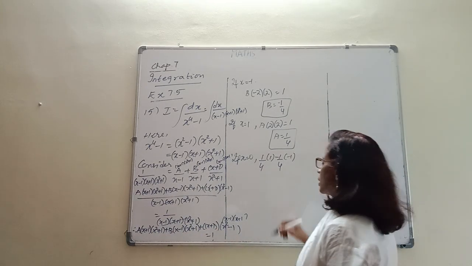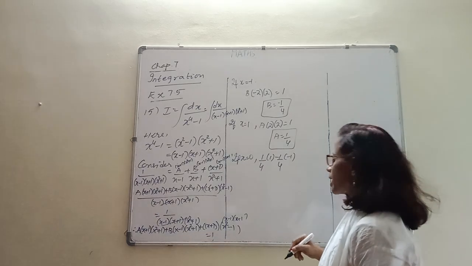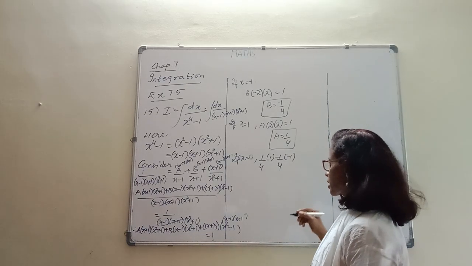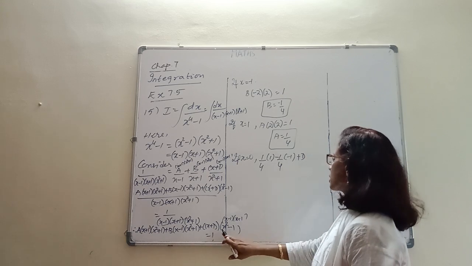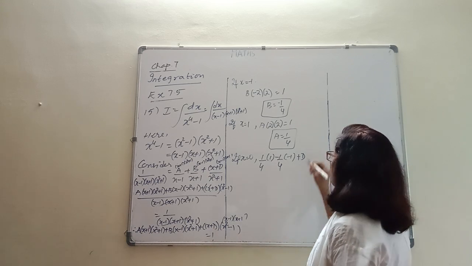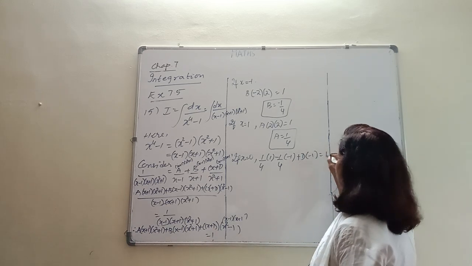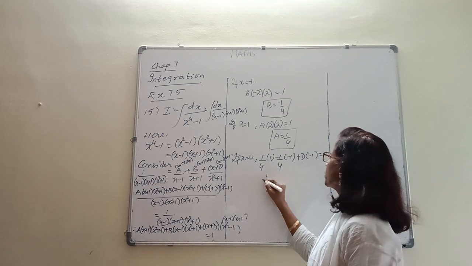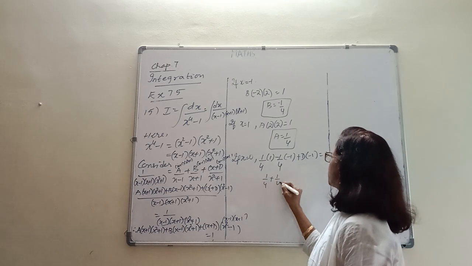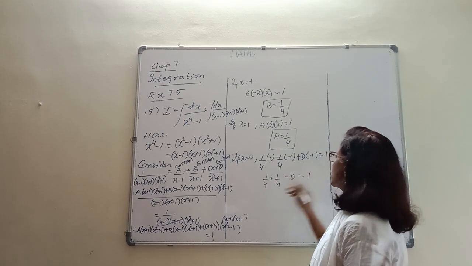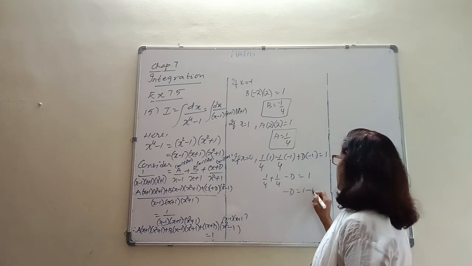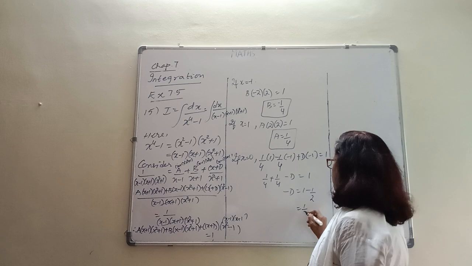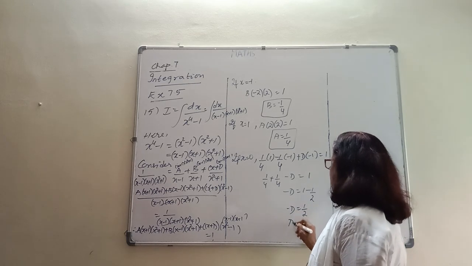Negative 1. And cx will go off because d is 0, x is 0, and d will stay. D times negative 1 is 1. So this is 1 over 4 plus 1 over 4 minus d as 1. So this is half. Let it go on the other side. 1 minus half, which is half. So negative d is half, d is negative half.